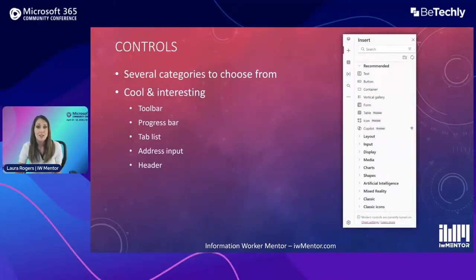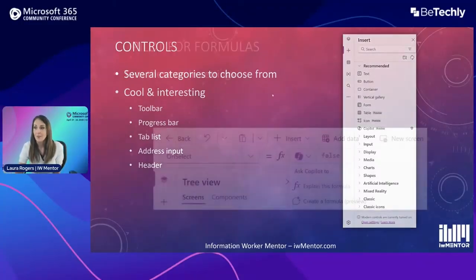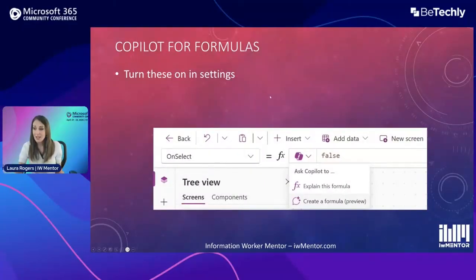We have some more advanced ones like the toolbar, progress bar, and tab list that are these new modern controls that make your app look very slick and professional. We're going to dig into how these work, which ones are used by default in forms, and which ones you can use to give your app a little more polish. We'll also, here's just another place that we can use Copilot. So I'll be sure to highlight this through the whole course.